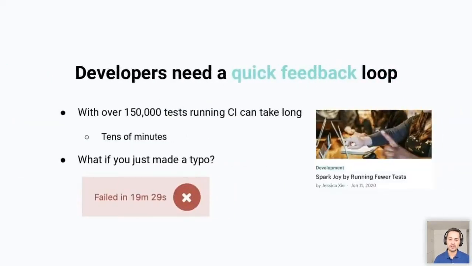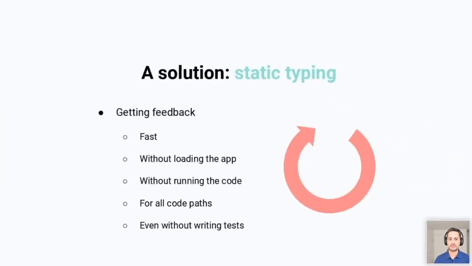But as developers, we all know that we need quick feedback loops. So we have tests like any good project. Actually, we have almost 200,000 tests that run on CI, but even the best CI platform takes tens of minutes to run those tests. So that's not really quick feedback. What if you just made a typo and you only realize it because your test failed about 20 minutes later? That's too long to wait.